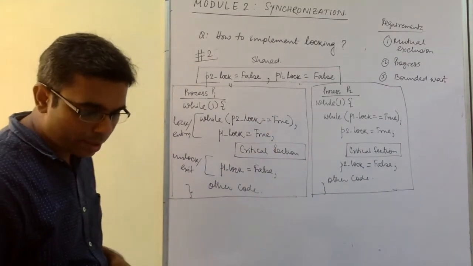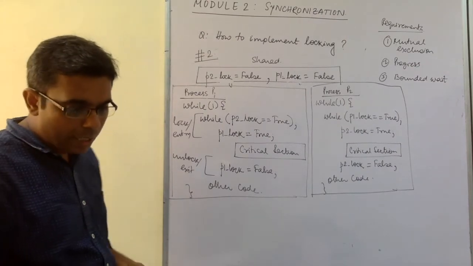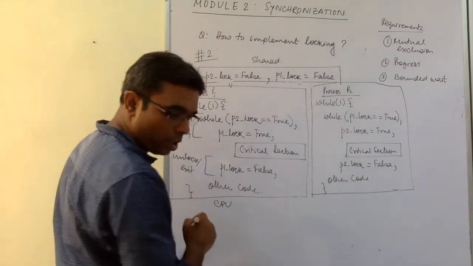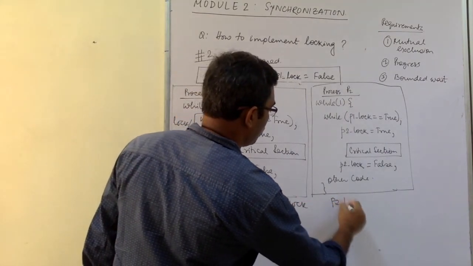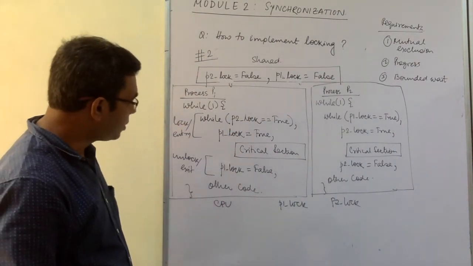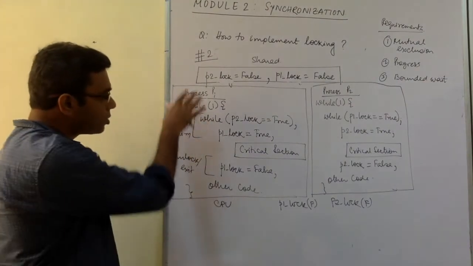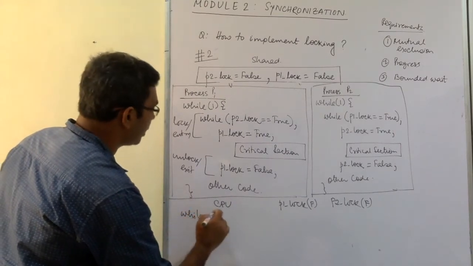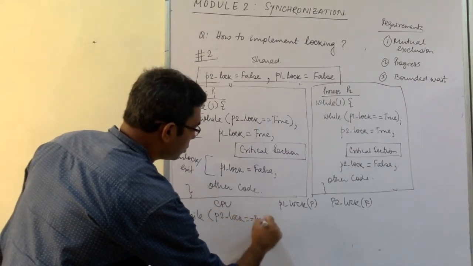Let's look at a situation where we really test mutual exclusion with this. Let's say you have the CPU that is currently executing this instruction, and we have the locks P1 lock and P2 lock. Remember that we initially started off with both of them false. And suppose the first process that is executing, that is P1, is executing. So this is the condition that P1 is checking, that is P2 lock equal to true.